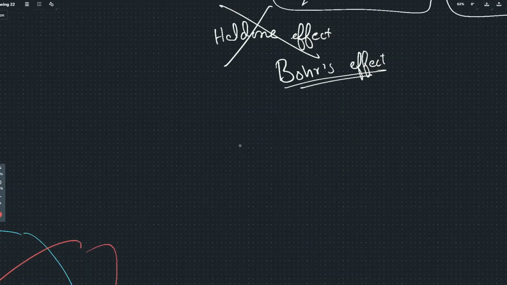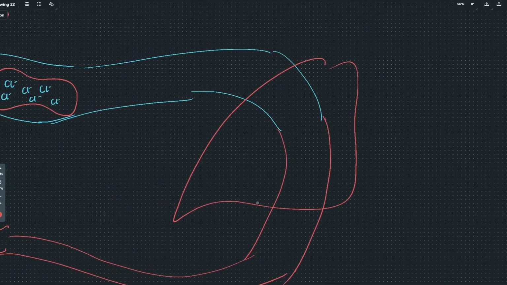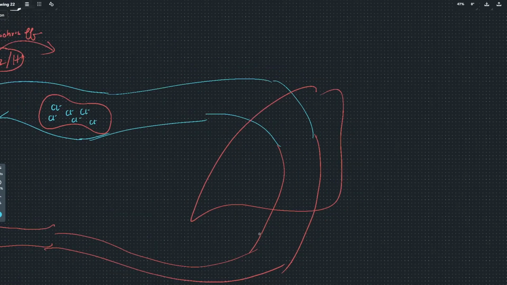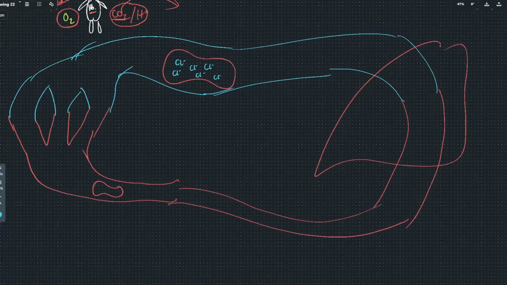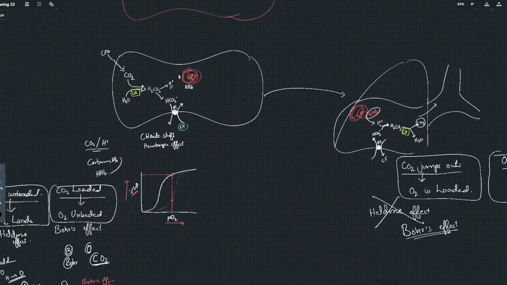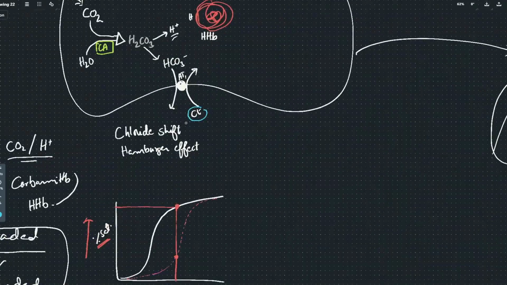So now this RBC that came from the respiratory side into the arterial side will be having low chloride. So the RBC in the venous blood is high on chloride, and the RBC on the arterial side is low on chloride, and the reason is this chloride shift that I have already told you.